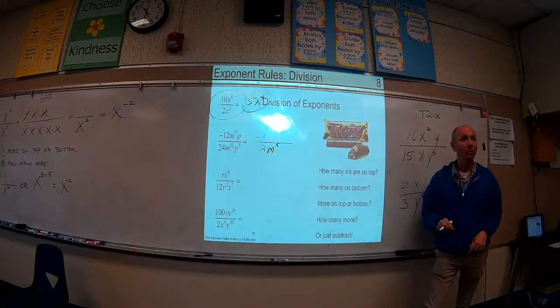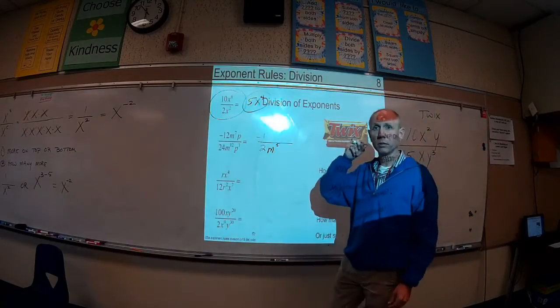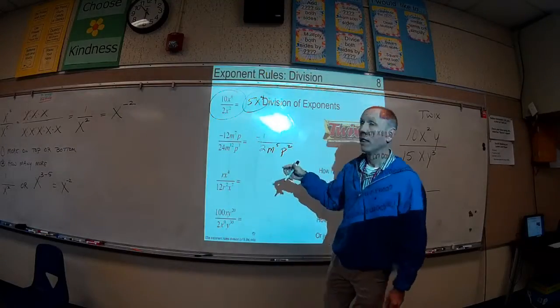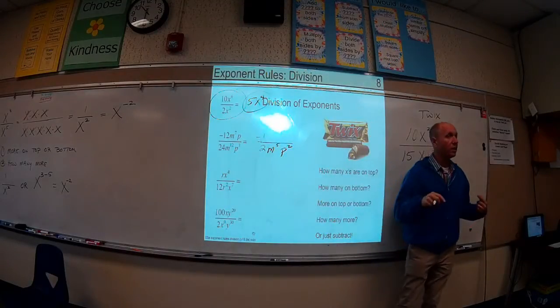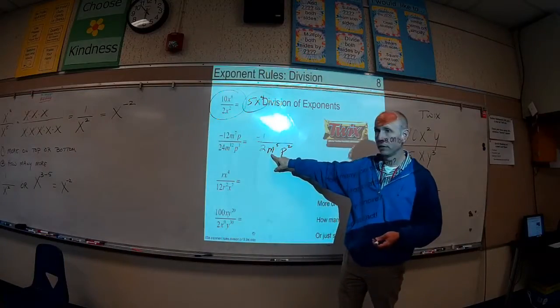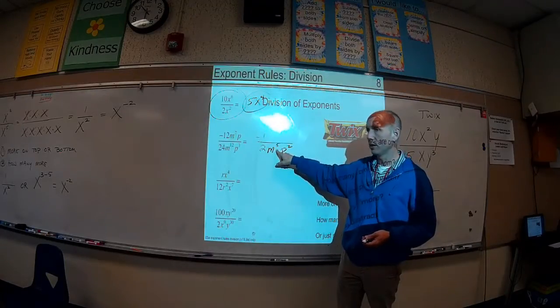Looking at the P's, Brooke, are there more P's on the top or the bottom? How many more? P to the 2nd. Here's my answer. To make IXL happy, Brayden, how would I handle this? I want IXL to be happy. IXL is going to be angry with this.